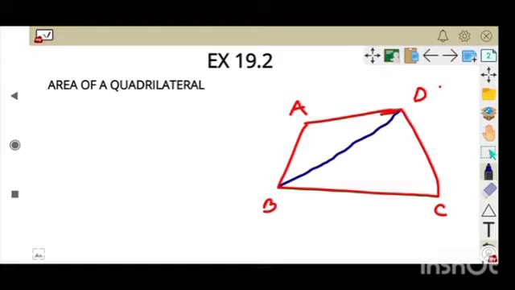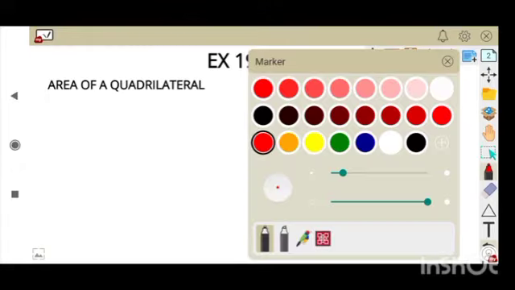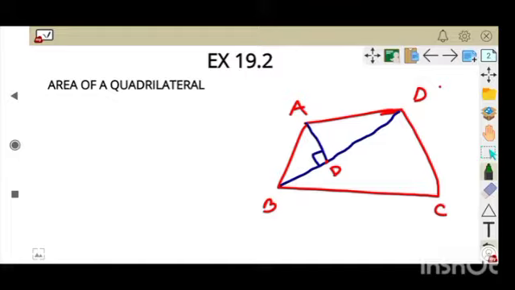From A, on this BD, we need to draw a perpendicular like this. It should be 90 degrees. Let me call this point D. Similarly, from C on this BD, let me draw a perpendicular, using a different color. It also becomes 90 degrees. Let me call this point E.